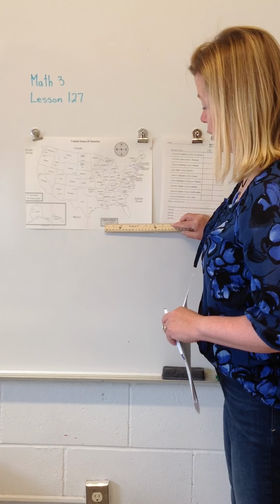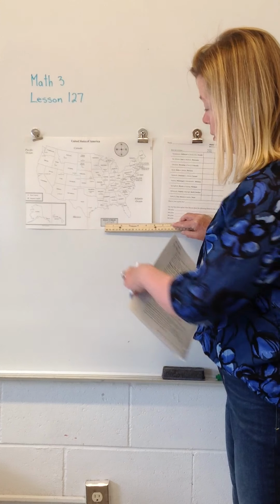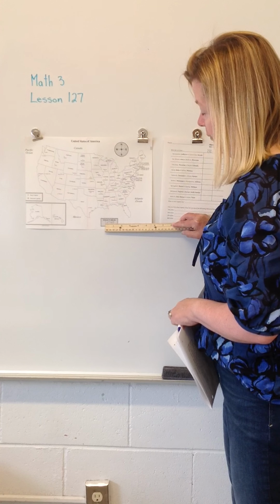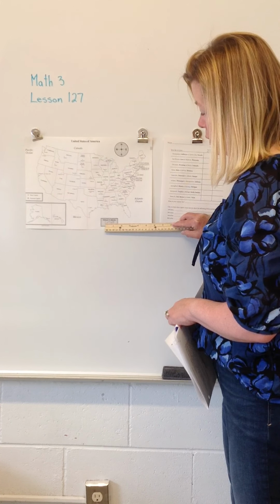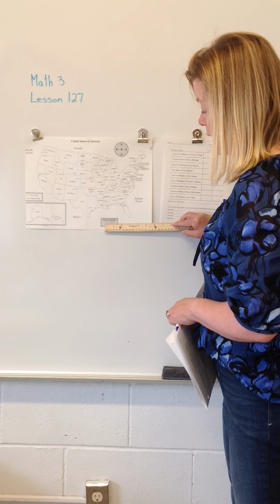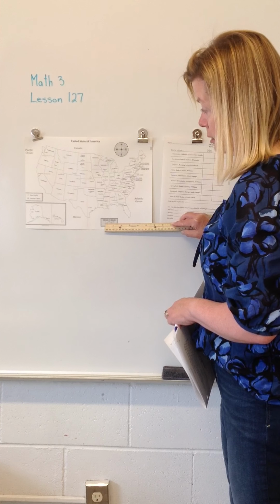So how many miles do they say a quarter inch is according to this scale? It would be 100 miles. How about a half an inch? That's 200 miles. 3/4 of an inch, 300 miles. And then 1 inch equals 400 miles.